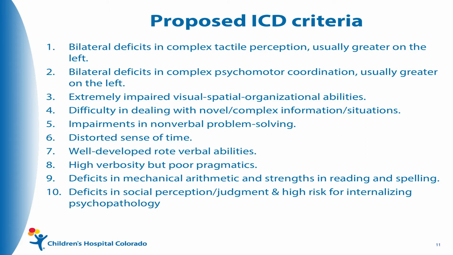Okay, good. A distorted sense of time, so having a misunderstanding of how much time has passed or how much time is left, really not being able to do that as well as we might expect for other people their age. And again, within this idea of well-developed rote verbal abilities, being highly verbose, being able to chat it up, but not always understanding the pragmatics. So some of those literal interpretations of statements like, hit the road, Jack, seem to be harder for people who might have NLD to understand. We also saw deficits in math within the context of those strengths in reading and spelling, and then difficulties in social perception and judgment, and a high risk for what's called internalizing behaviors or symptoms like anxiety and depression.